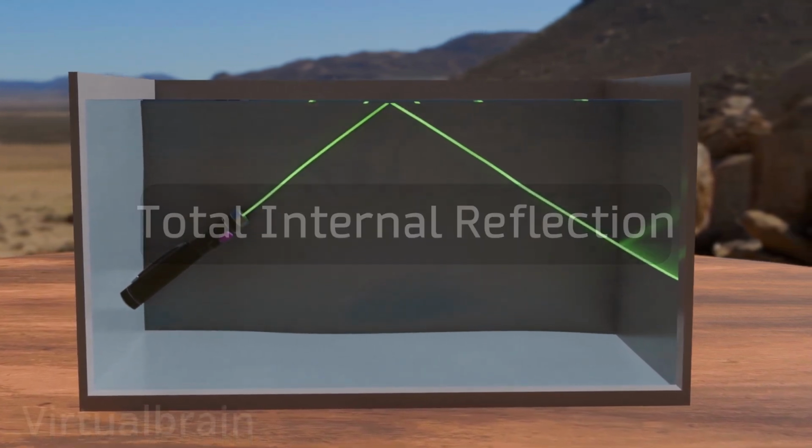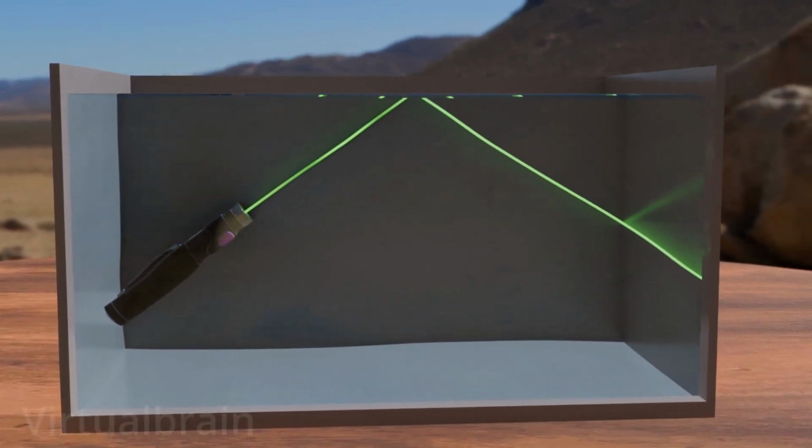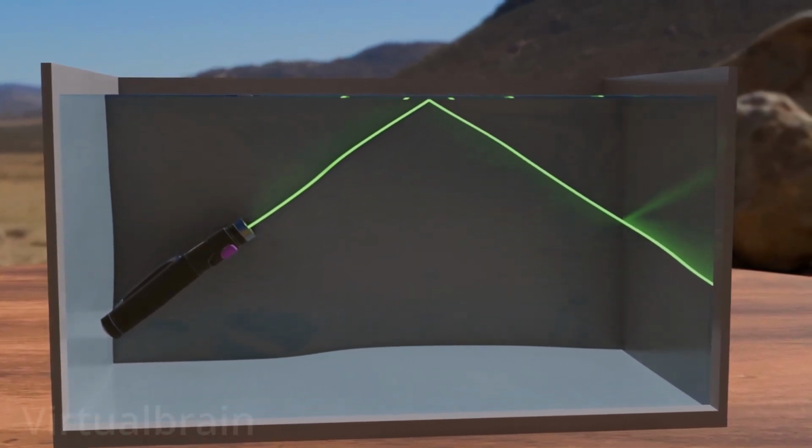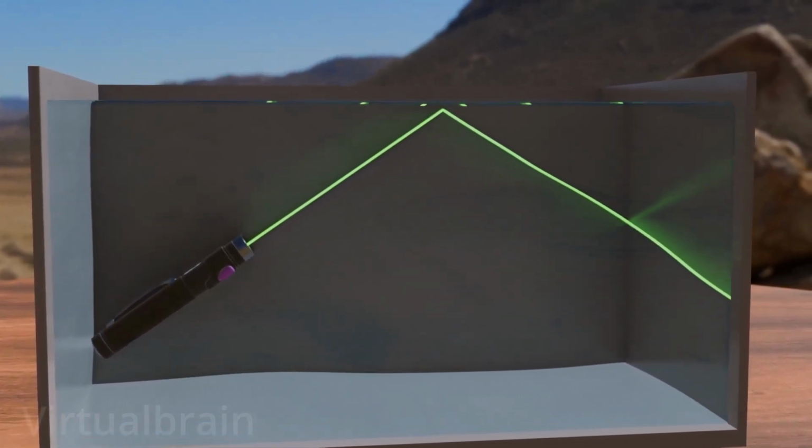This process occurs when light passes from a medium with a higher refractive index to one with a lower index. In other words, the interface between the two materials will behave as if it were a mirror, this being the fundamental principle of fiber optic cables.